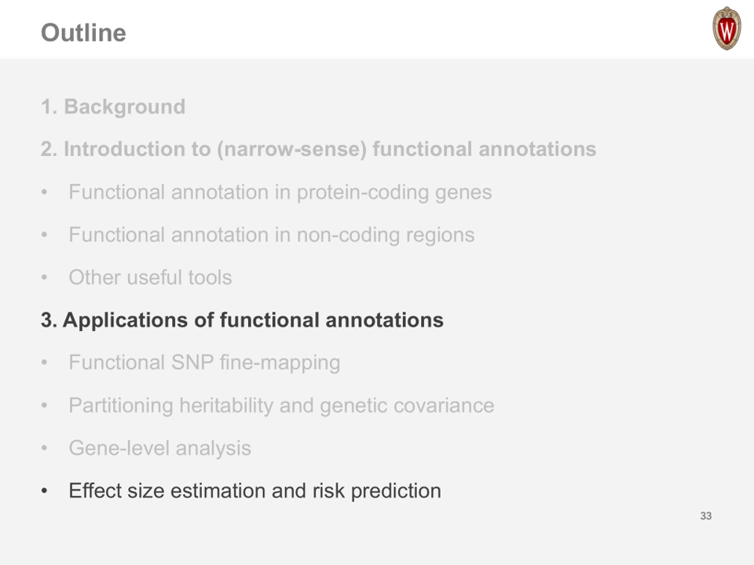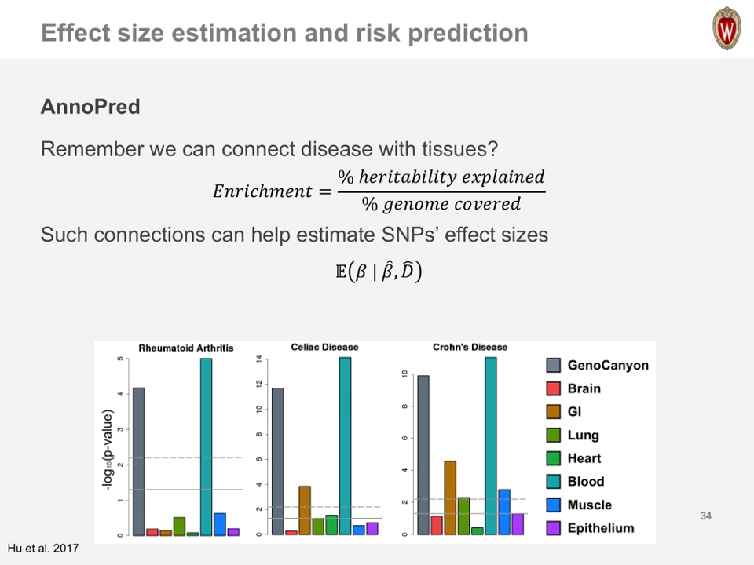Yeah. So the final application I'm going to talk about is effect size estimation and risk prediction. Remember this kind of figure, right? Basically, we are able to connect complex traits with tissue and cell types by doing this sort of enrichment analysis. These are three examples for immune diseases: rheumatoid arthritis, celiac disease, and Crohn's disease. Crohn's disease and celiac disease both have a well-established gastrointestinal component, but RA does not. We actually see that in our data.